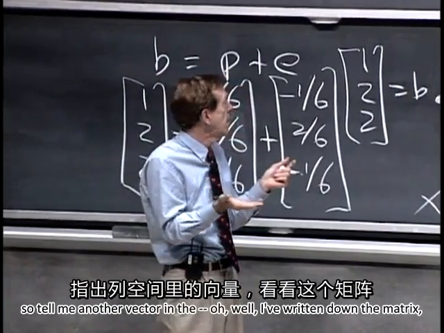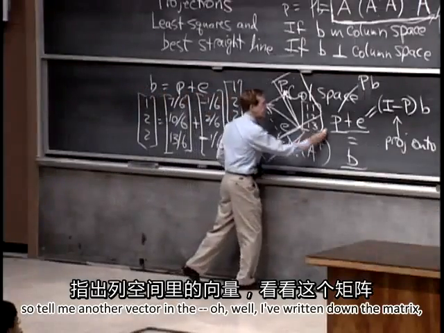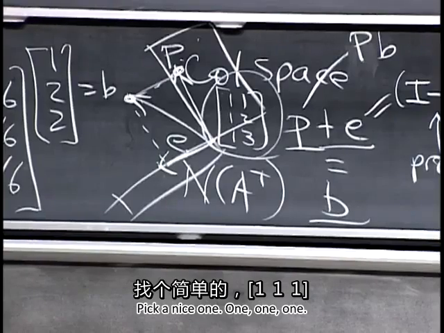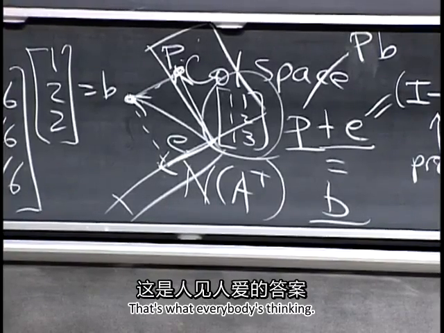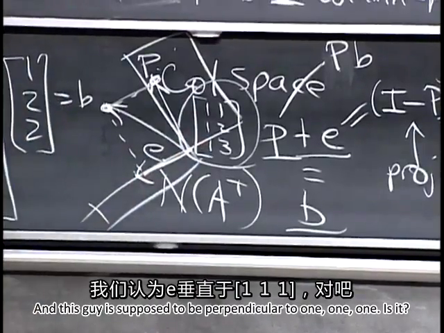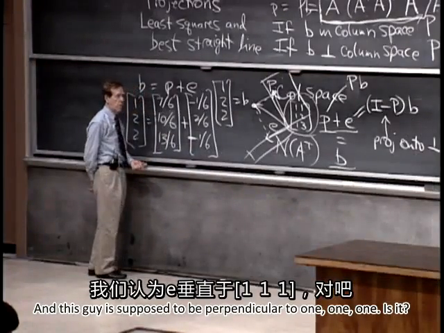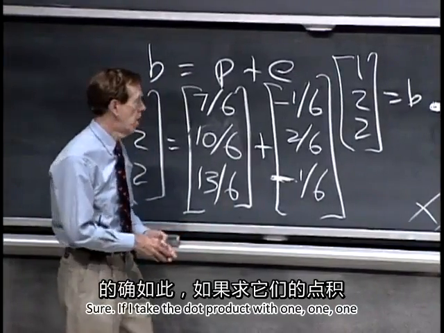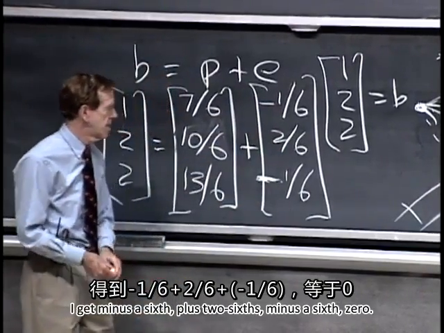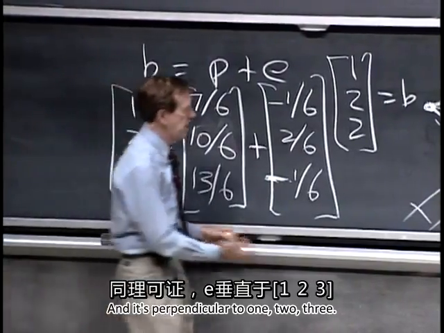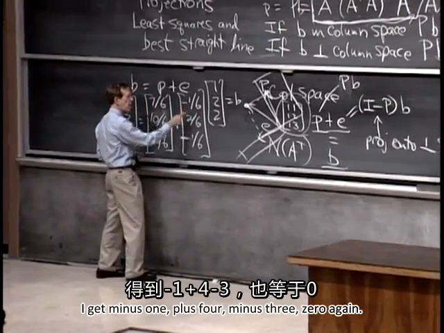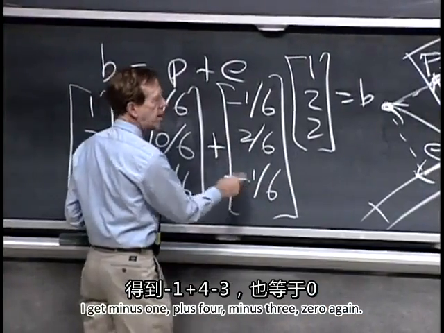So tell me another vector in the column space. Oh, well, I've written down the matrix. So tell me another vector in the column space. Pick a nice one. 1, 1, 1. That's what everybody's thinking. Okay, 1, 1, 1 is in the column space, and this guy is supposed to be perpendicular to 1, 1, 1. Is it? Sure. If I take the dot product with 1, 1, 1, I get minus 6, plus 2, 6, minus 6, 0. And it's perpendicular to 1, 2, 3. Because if I take the dot product with 1, 2, 3, I get minus 1, plus 4, minus 3, 0 again.